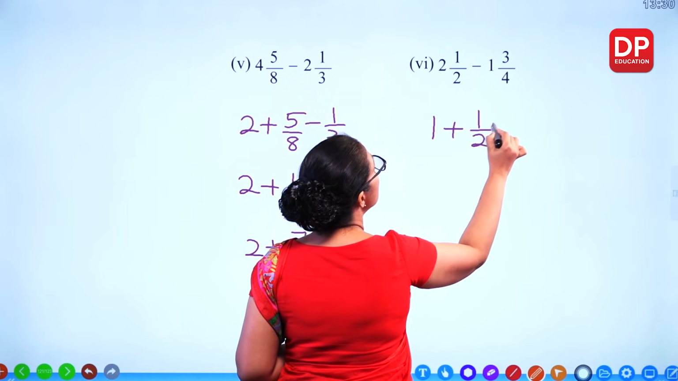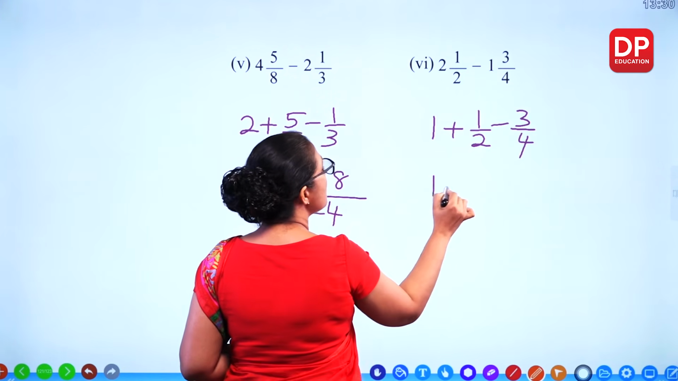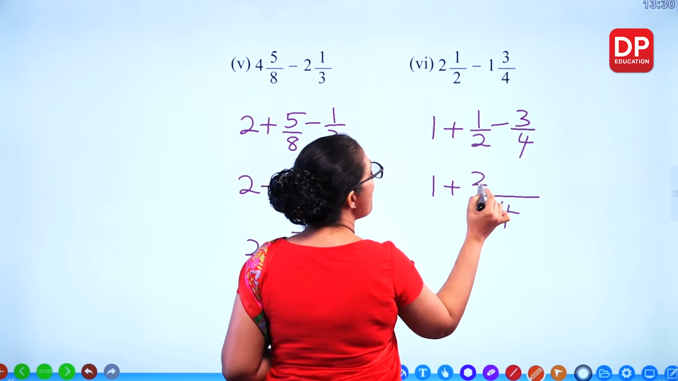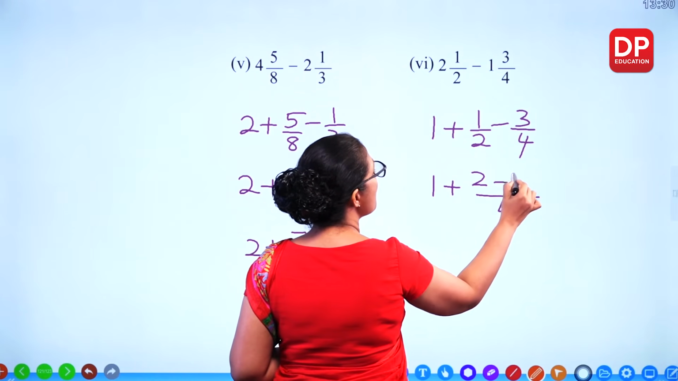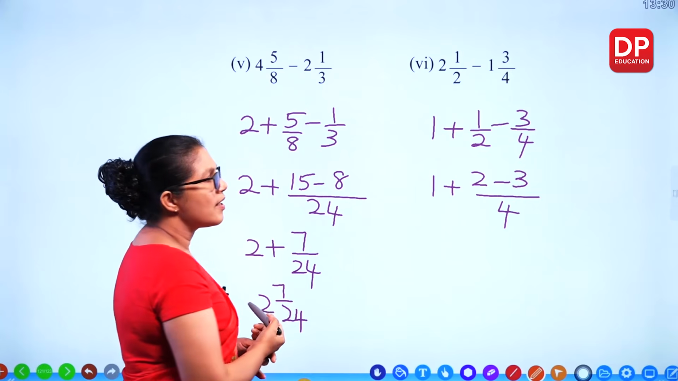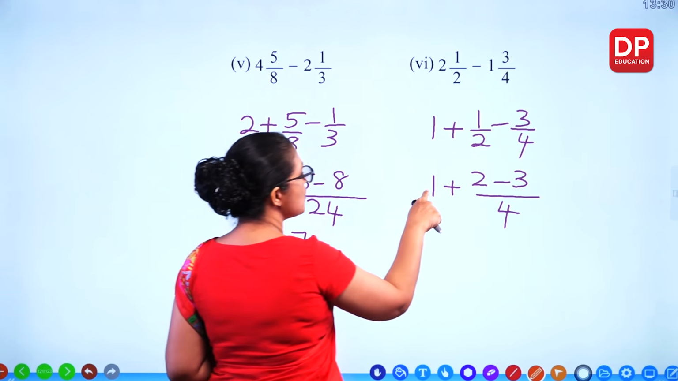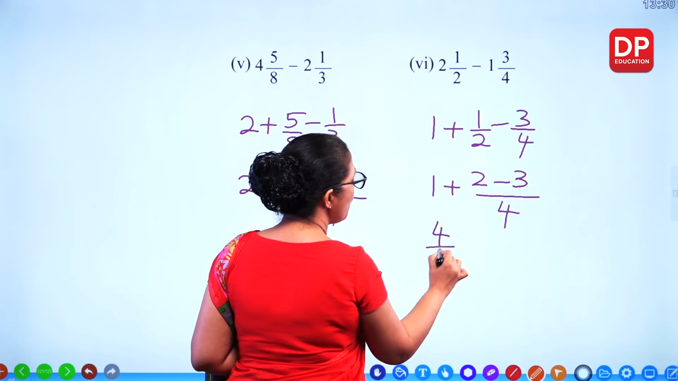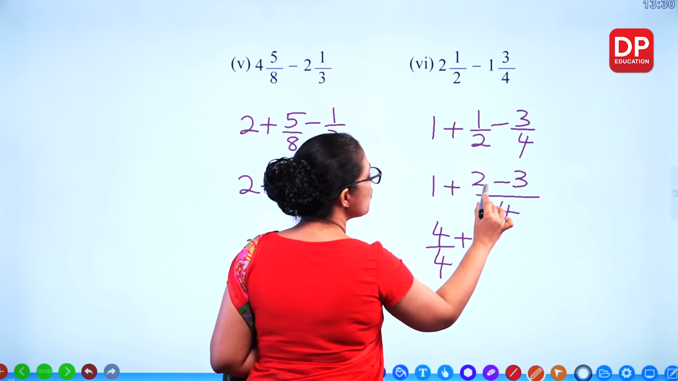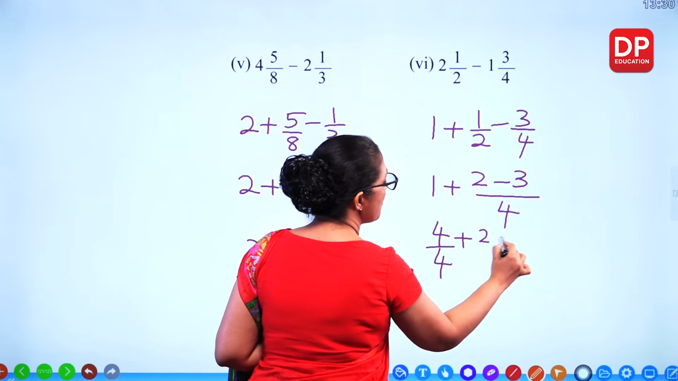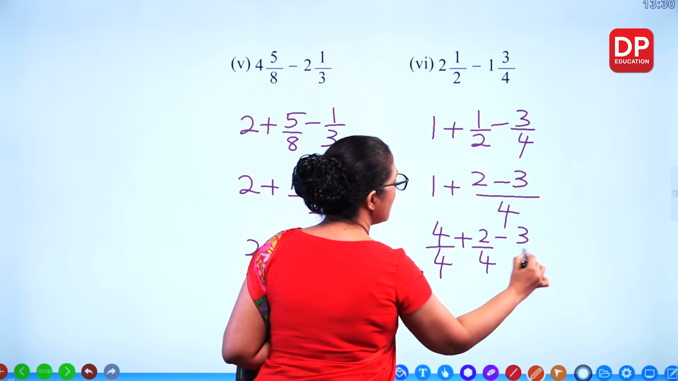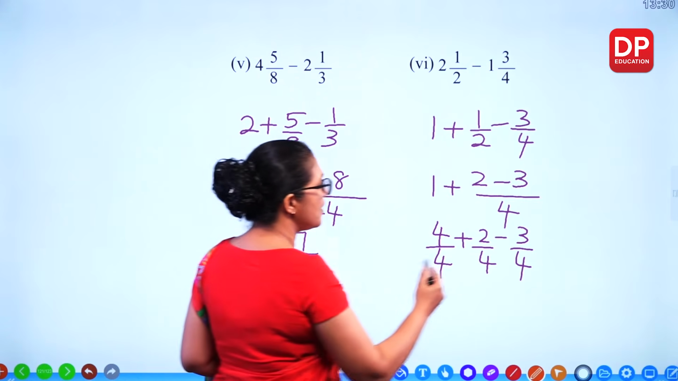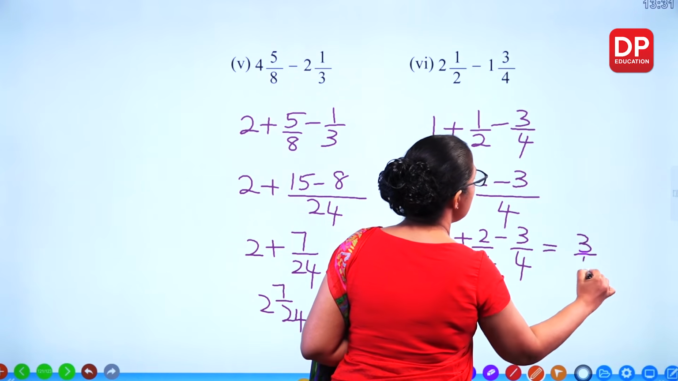This one. 2 minus 1, 1. 1 and a half minus 3/4. So convert to the same denominator. That's 4 here. That means 2 minus 3. Can we subtract? You can't subtract. Then we have to take this one as well. So what we do, 1 you can write as 4 over 4. Now you can do 4 plus 2, 6. 6 minus 3, 3. So the answer is 3/4.